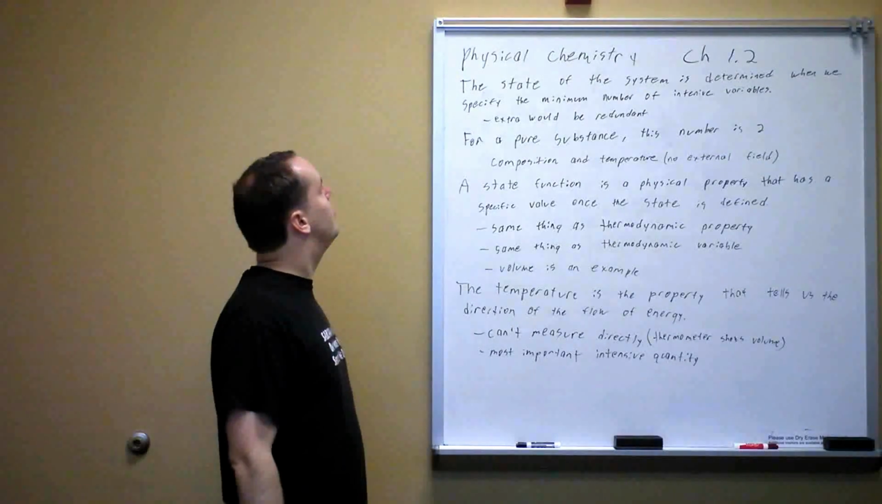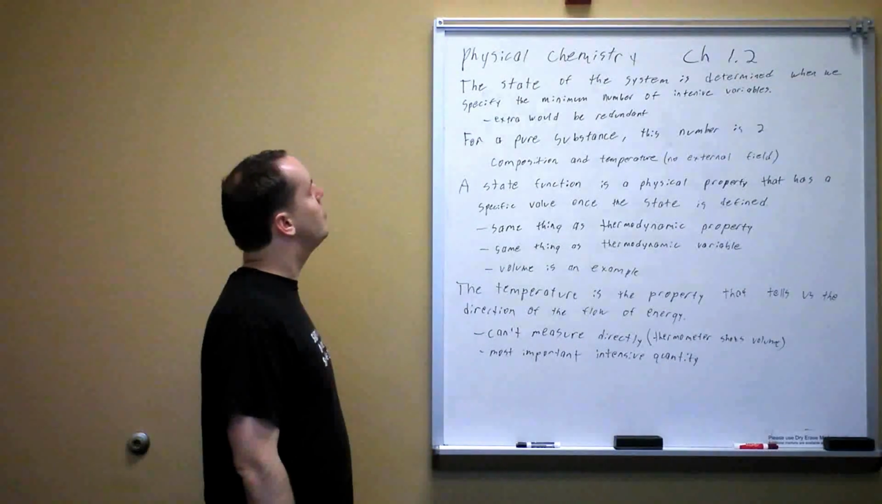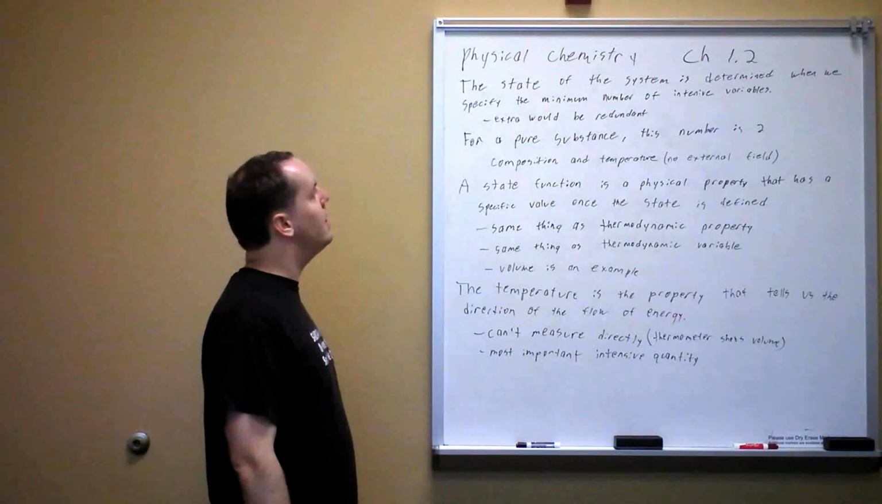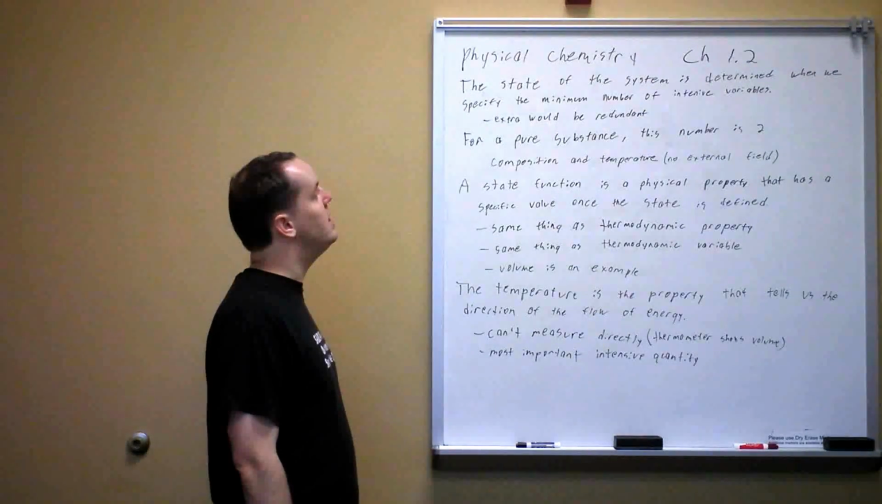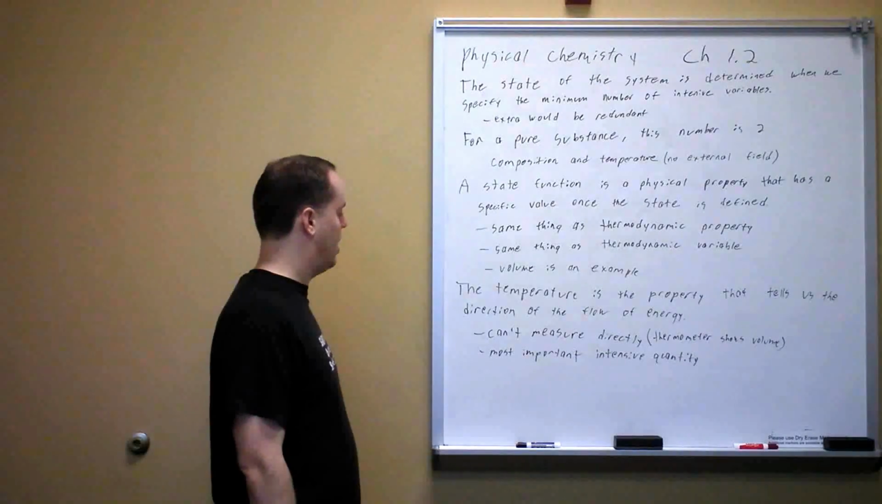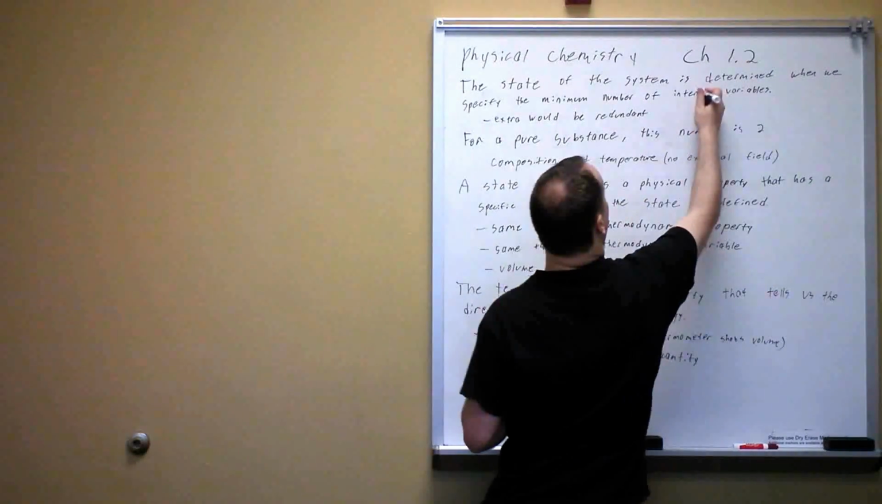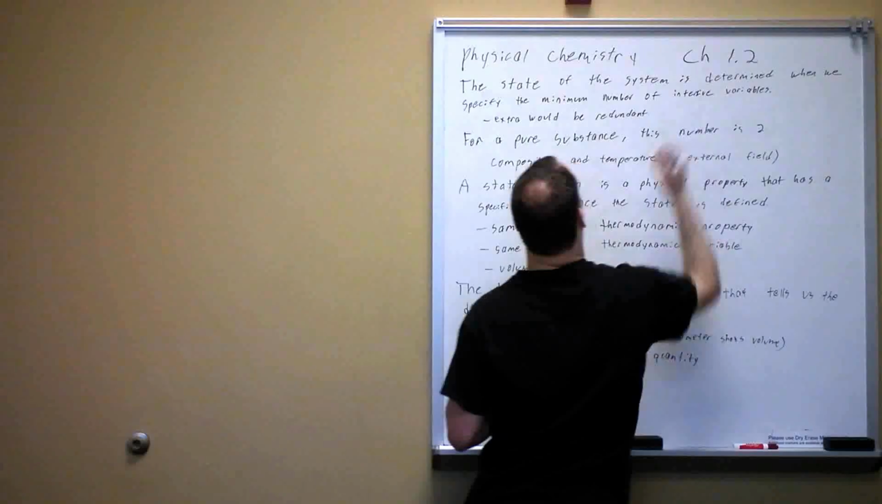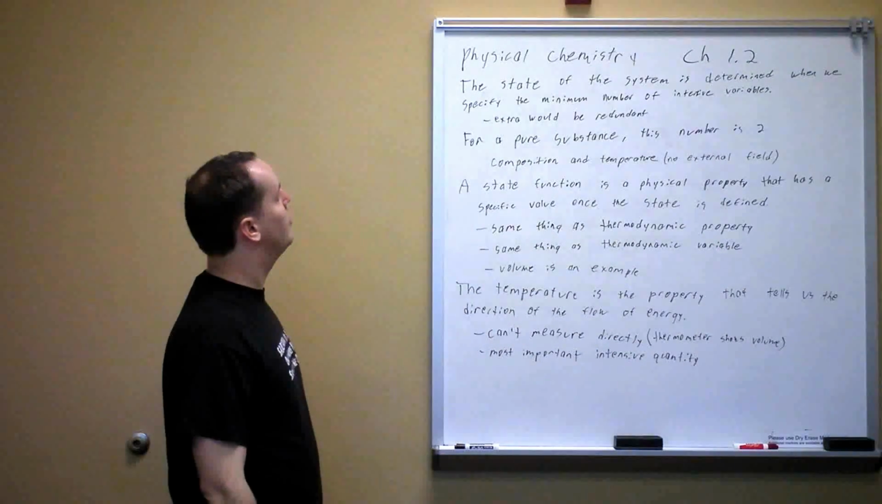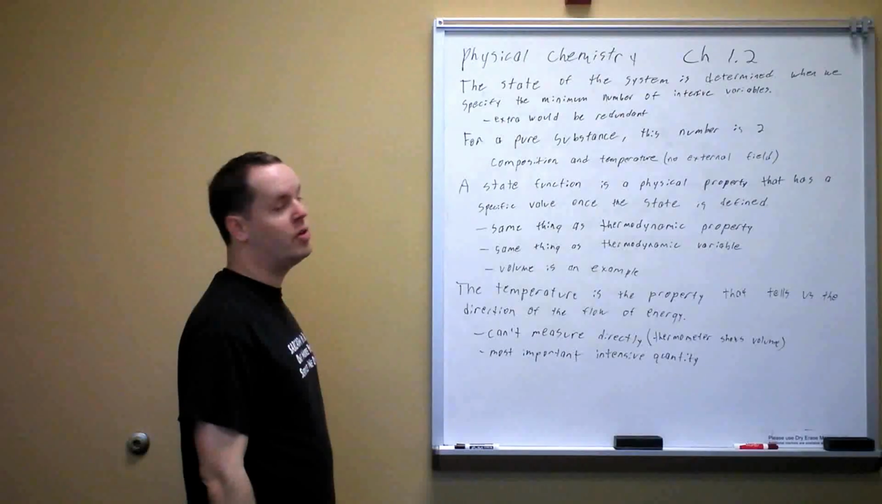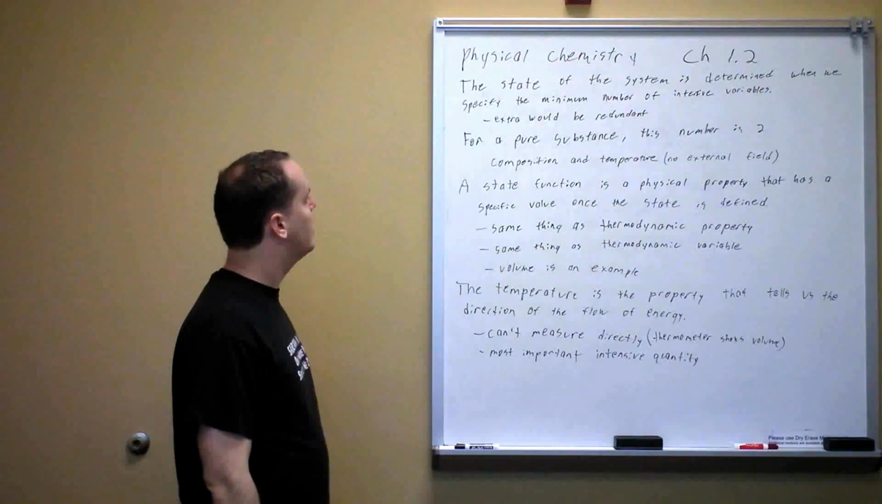Finishing up chapter 1.2 of physical chemistry, first we'll define state. The state of the system is determined when we specify the minimum number of intensive variables. Extra would be redundant. For a pure substance, this number is 2. Examples would be like composition and temperature, assuming no external field.